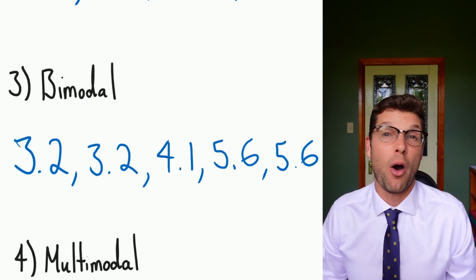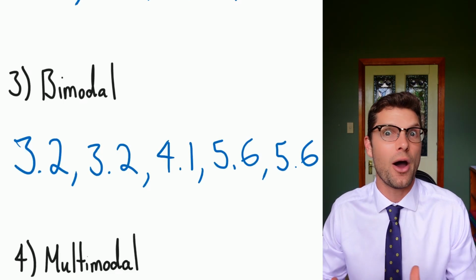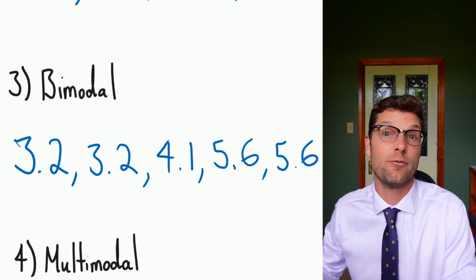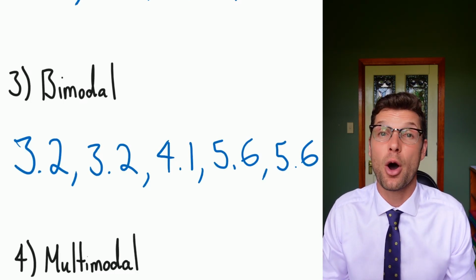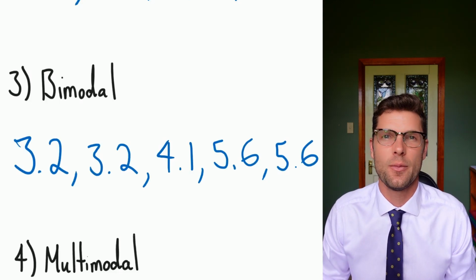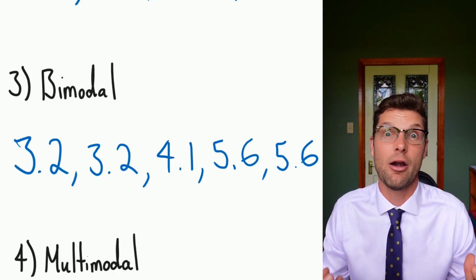The next one we have is bimodal. Bi means 2, like a bicycle has 2 wheels. So we've got 3.2 twice and 5.6 twice. So because both of these are the mode, they're both the most common, we call this bimodal. There are 2 of them.